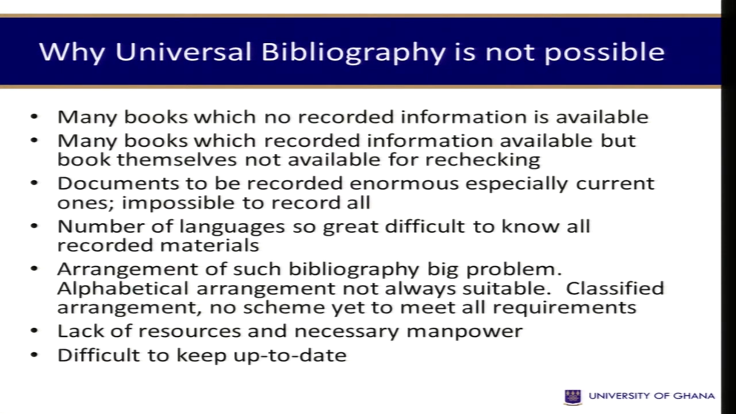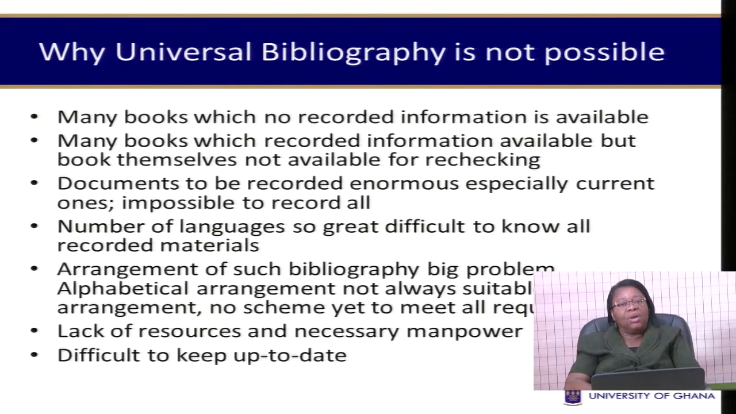So, having given you a few reasons why a universal bibliography is not possible to be compiled, let's look at more details about why having a universal bibliography is very difficult to come by. There are a number of books which are recorded. However, you cannot come across a physical location of the material. So once you have that information, but you cannot retrieve or find that physical material to be able to recheck, it cannot enter a universal bibliography.